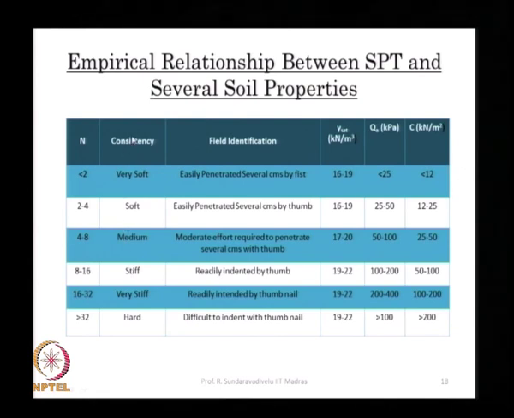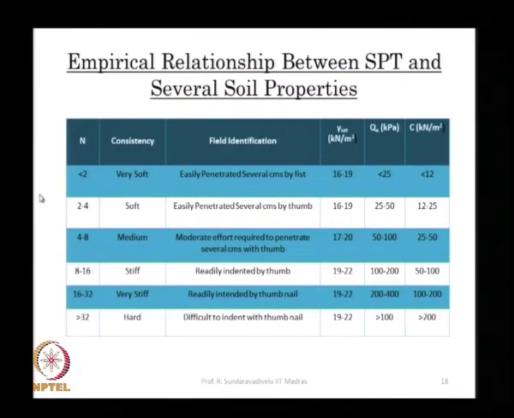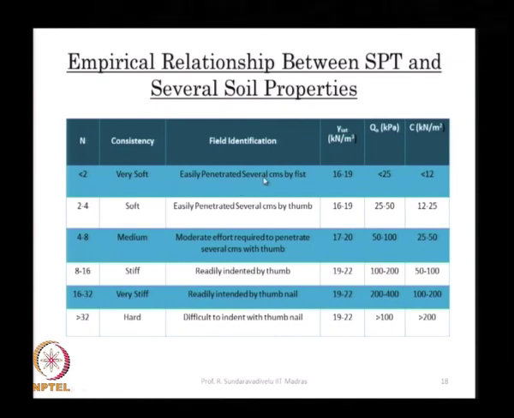The consistency of the soil can be defined in 3 terms: one is soft, another is stiff, the third one is hard. I will be giving different types of classification from different textbooks. There are certain field identifications that are possible. One is easily penetrated several centimeters by thumb. There is very soft clay also, that is easily penetrated, that is N less than 2. This is the type of soil in which we are going to design the diaphragm wall.